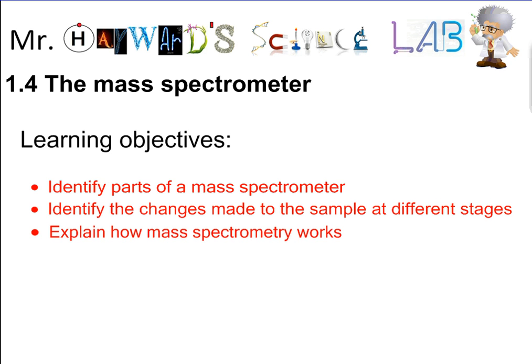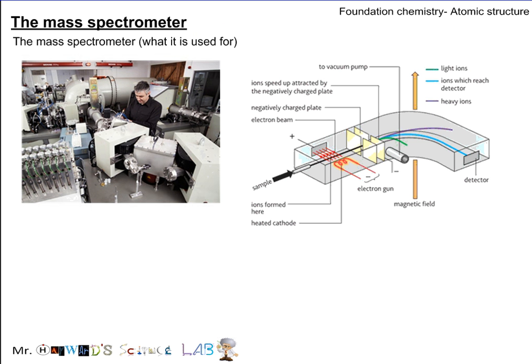Okay, in today's lesson we'll be looking at the mass spectrometer, with our learning objectives of being able to identify parts of a mass spectrometer, identify the changes made to the sample at different stages. So we input a sample and I want to look at what happens at each stage, and also explain how mass spectrometry works. So we've got two pictures here. We've got a picture on the left which actually shows you what a real mass spectrometer looks like, and on the right we've got a diagram to help us explain how it works.